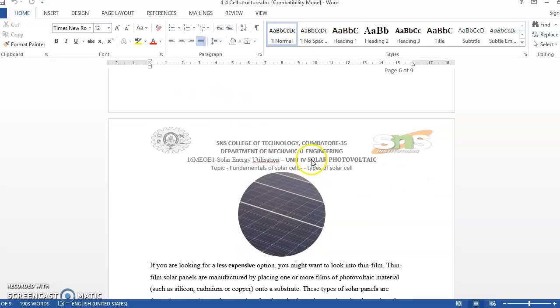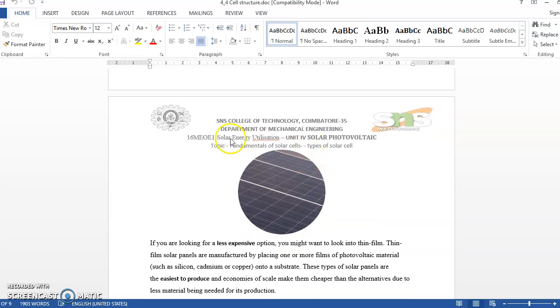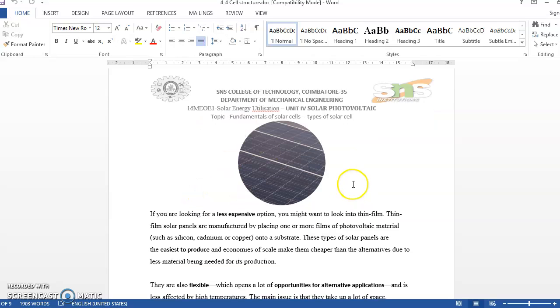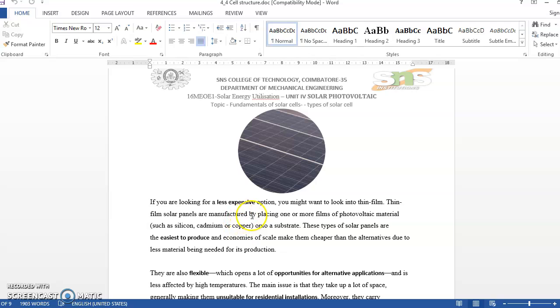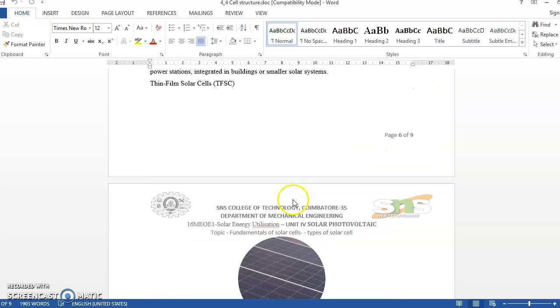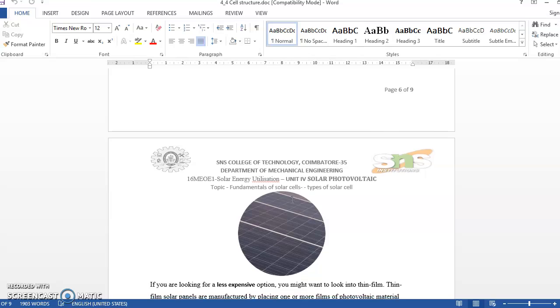So this is a general question: in 2 marks they ask what is TFSC. They don't give the full name. They will check whether you know it or not. So if you're looking for less expensive, you go for this thin film. What is that? Thin film solar cells.